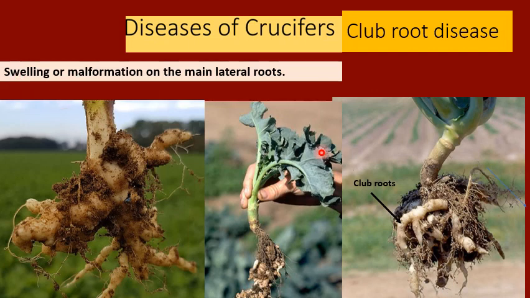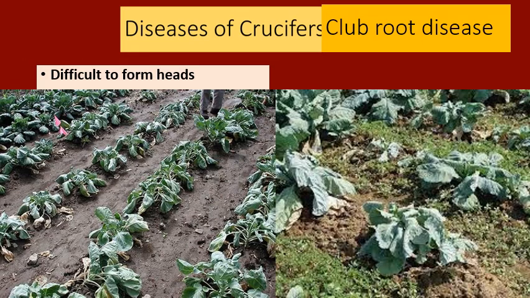Here you can see the underground symptoms, swelling or malformation on the main lateral roots. You can see club shape or spindle shape enlargement of the lateral roots here. A large number of cells grow on the lateral roots. These plants are somewhat mature, but it is very difficult to form heads here. It is another symptom of clubroot disease.